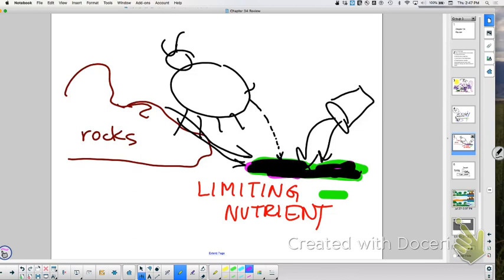Decomposers will work on this dead algae. Decomposers. And what process do decomposers do? Cellular respiration, which requires what? Oxygen. So they take all the oxygen out of the lake, so what happens to the fish? They die. Okay? So we don't like that.